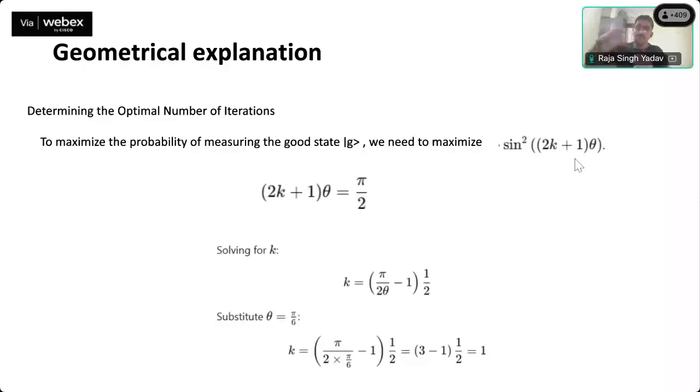Default is 1 because you have to run at least a single iteration there, correct? After having a single iteration, how many more do you have to go for? That's where this 2k plus 1 is actually coming from. So once we have this (2k plus 1) theta equal to pi by 2, we simply get k equal to 1 here. Okay, so for 2 qubits, it is saying that with just a single iteration, you will be able to get your marked element with a 100% chance.